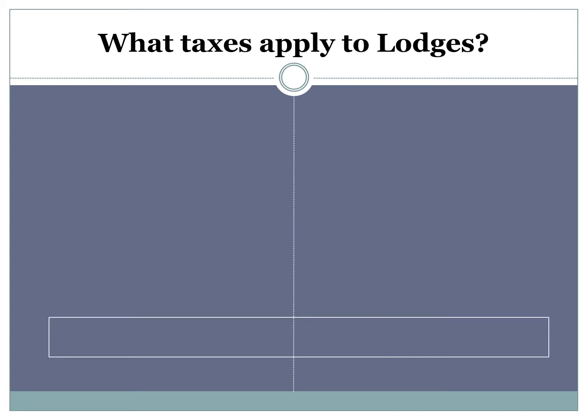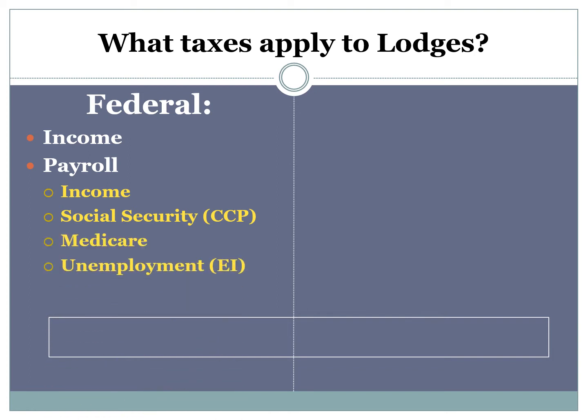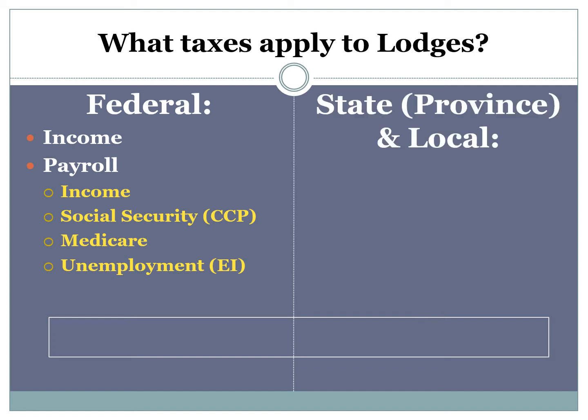What type of tax is applicable to your lodge and to whom do you owe? On the federal side, we have the income tax, which is that of the lodge itself. We have payroll taxes. These are those things that we withhold from the employees and or match. These include their income, which is taxable, Social Security, or in Canada, CPP, Medicare, unemployment, or in Canada, EI.